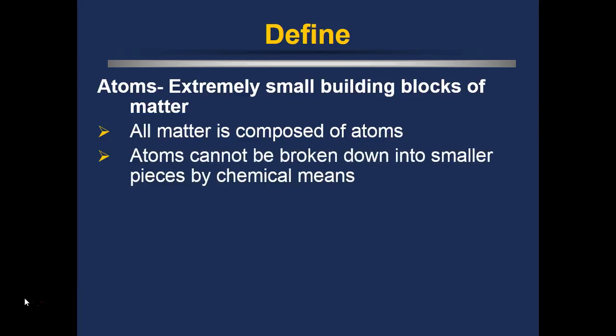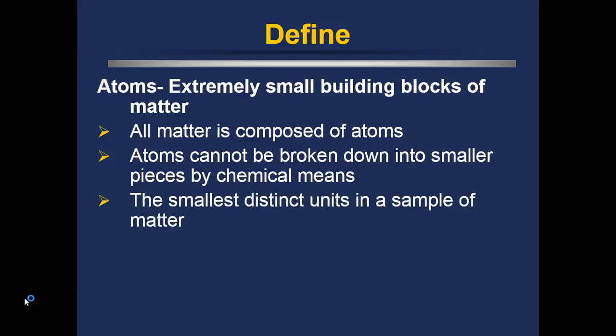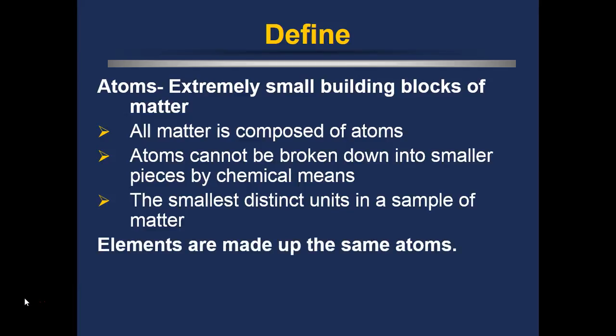And those atoms, while they are made of other things, can't be broken down into their smaller pieces by chemical means. So an atom, we will find, has smaller particles in it that we are aware of and can predict the behavior of, but taking those particles apart is not possible at this point. The smallest distinct unit in a sample of matter is known as the atom. And when we talk about elements, we're talking about anything that is made up of the same atom.